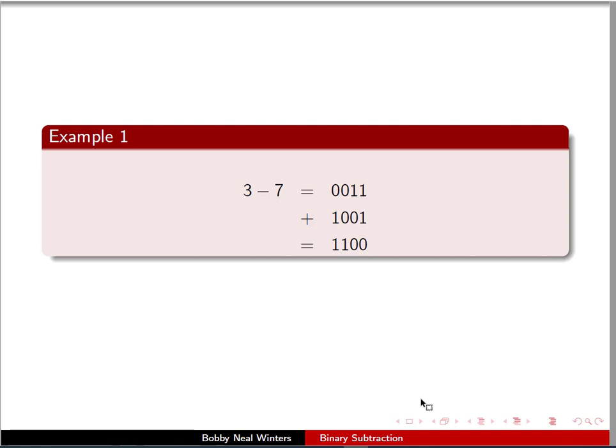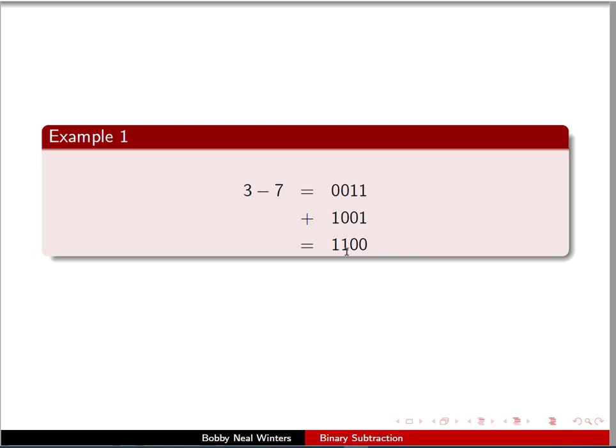All right, let's do a couple of examples just for proof of concept. My first one, I'm going to be taking 3 minus 7. And 3 is 0, 0, 1, 1. And negative 7 is 1, 0, 0, 1. Okay. Then I add these together. 1 plus 1 is 0, carry the 1. 1 plus 1 is 0, carry the 1. 1 plus 0 is 1. And then I had the 0 plus 1 is 1. And so this is my number.